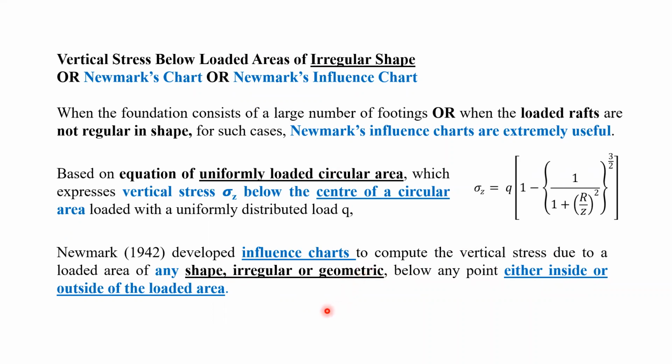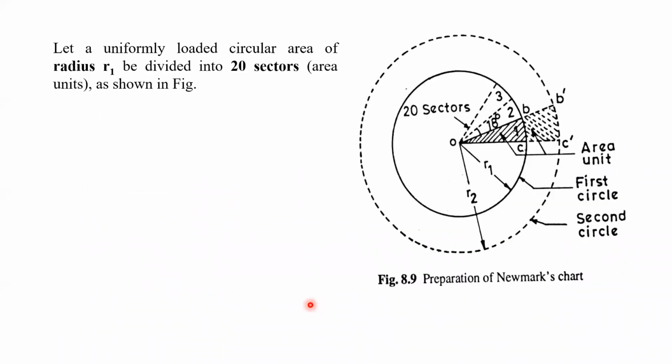Let us see how Newmark has prepared the chart. We can see what he has done. He has definitely used the uniformly loaded circular footing formula. So let a uniformly loaded circular area of radius R1 be divided. You can see this circle, the solid line circle. It has been divided into 20 sectors, okay? And R1 is the radius. You can see this OBC and B dash C dash. These are called area units. This is also an area unit. This is also an area unit.